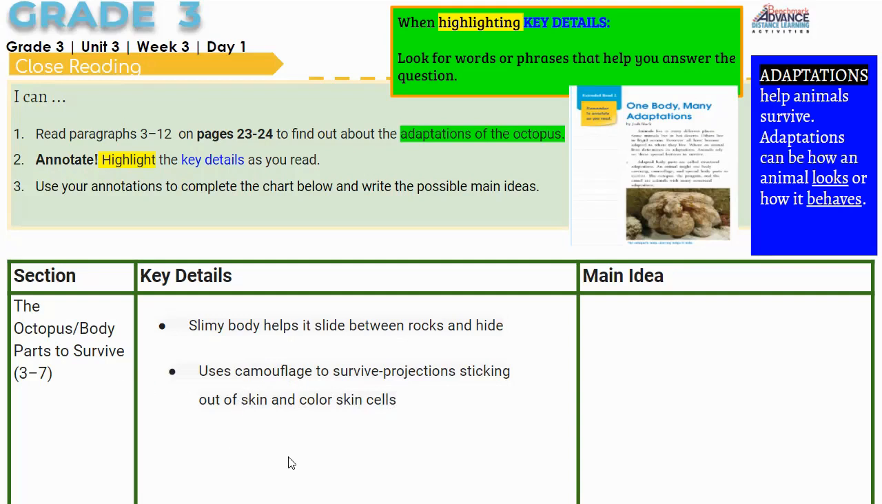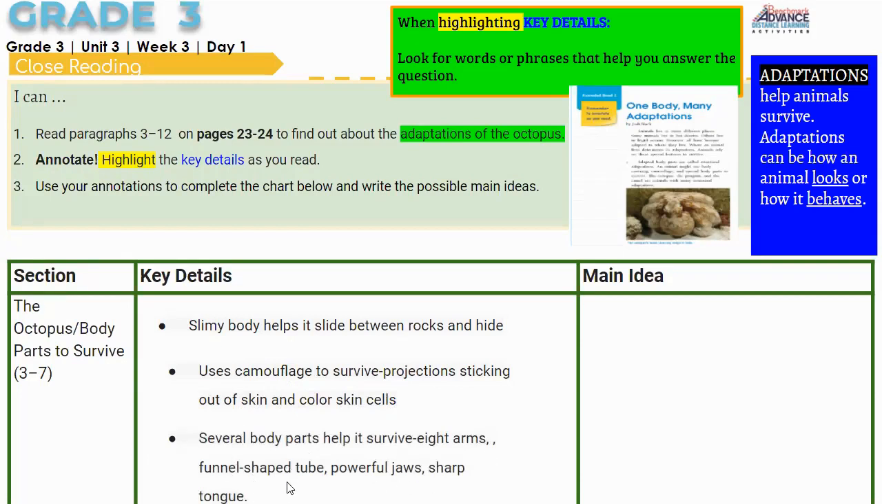On page 24, paragraph 5, 6, and 7, those were all different body parts. And remember, I wrote those body parts on my notes, right? The 8 arms, we talked about the funnel-shaped tube, the beak-like jaw, and the razor-sharp tongue. Those are all body parts that the octopus uses to survive. So I just kind of summarized that. And I just put several body parts help it survive: 8 arms, the funnel-shaped tube, powerful jaws, and the sharp tongue.